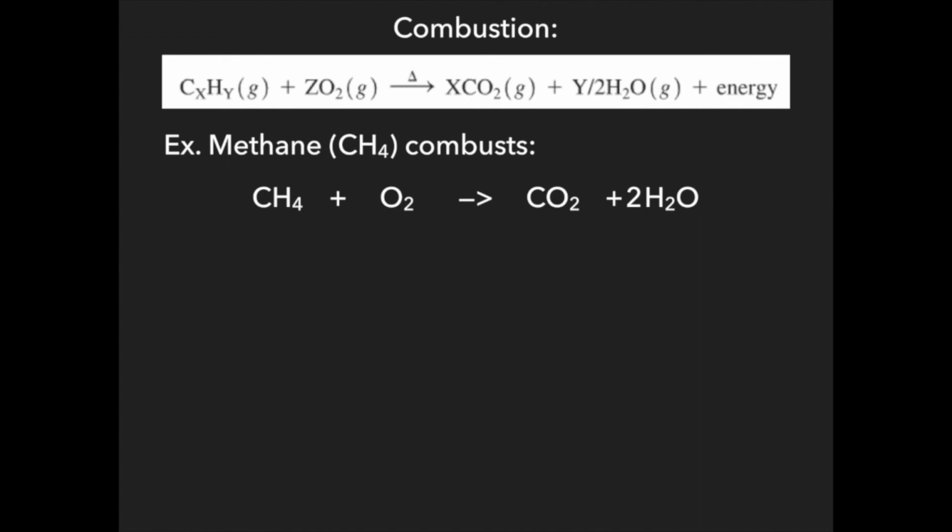Then, if you look at my product side, I've got 2 oxygens from carbon dioxide, and I've got 2 oxygens from water, which means I have a total of 4. So to make 4 oxygens on my reactant side, I have to put a 2 in front of oxygen. And those are all the 5 different types of reactions that we are going to be looking at.